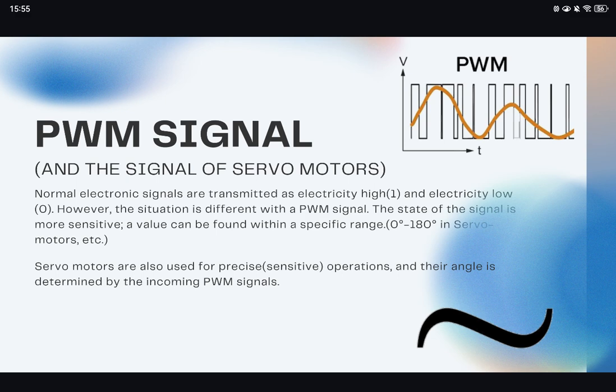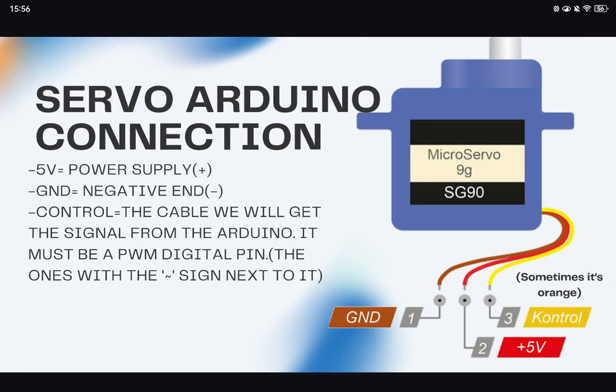In servos, the angle is determined by the incoming PWM signal, from the device, our computer, or whatever we are getting the code from. If it gives a PWM signal, the servo rotates according to that PWM signal. We have our servo to Arduino connection.